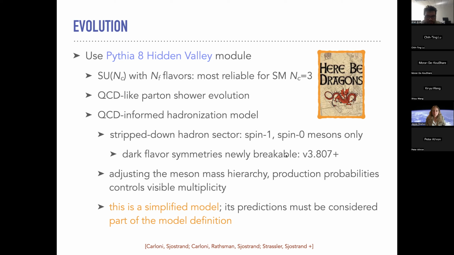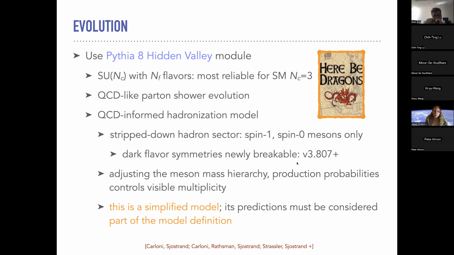One really important update happened about a year ago, work by Torbjörn, Matt Strassler, and collaborators, where the dark flavor symmetries newly became breakable, in the sense that out of the NF squared minus 1 adjoint representations of these spin zero mesons, you could individually set those dark pion masses, and as well on the spin one. So in other words, you can actually now use the Pythia 8 Hidden Valley module in a much more flexible way. And this will be very important for the dark flavor breaking specific model that I'll talk about later.